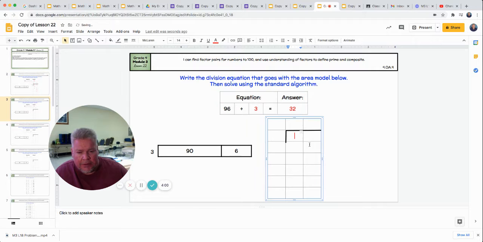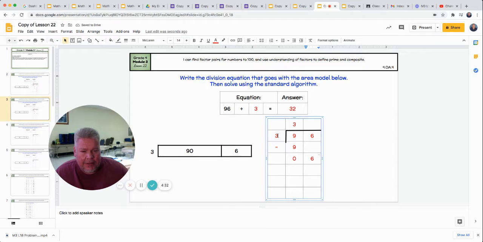Let's put it over here in our standard algorithm box. So the problem is 96 divided by 3. And we'll go through these steps again. How many 3s are in 9? There are 3. Multiply. 3 times 3 is 9. Subtract. 9 minus 9 is 0. Bring down our 6. We'll start all over again.